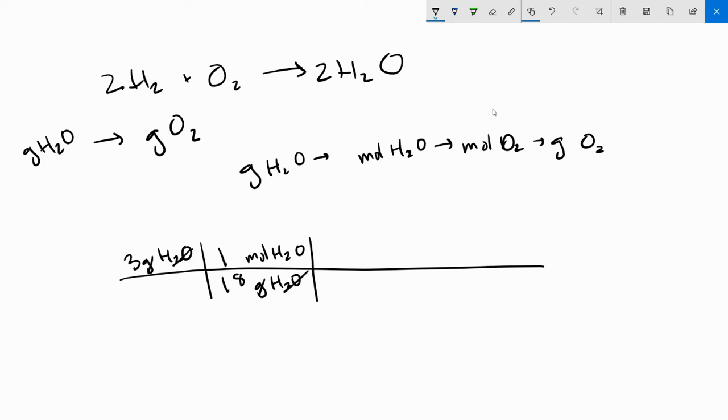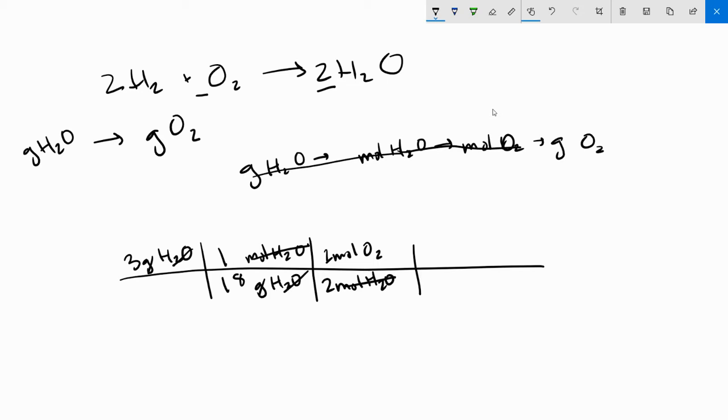Now we've done this step. So now we're going to do this step, moles of H2O to moles of oxygen. If I look at my reaction, I know that for every 1 mole of oxygen gas, I get 2 moles of H2O. So 2 moles of H2O comes from 1 mole of oxygen gas. So now we've converted that, and my moles H2O cancel.